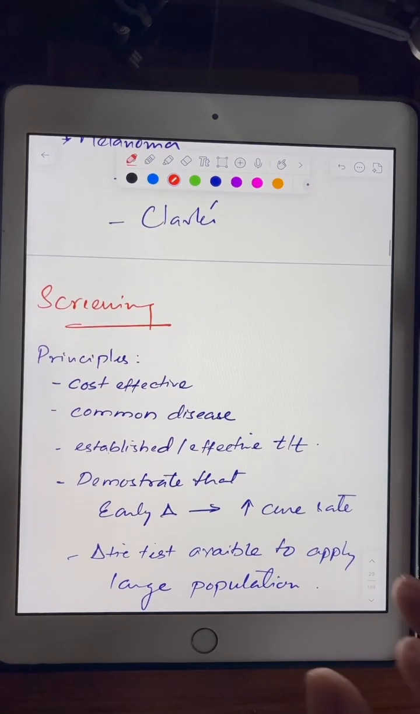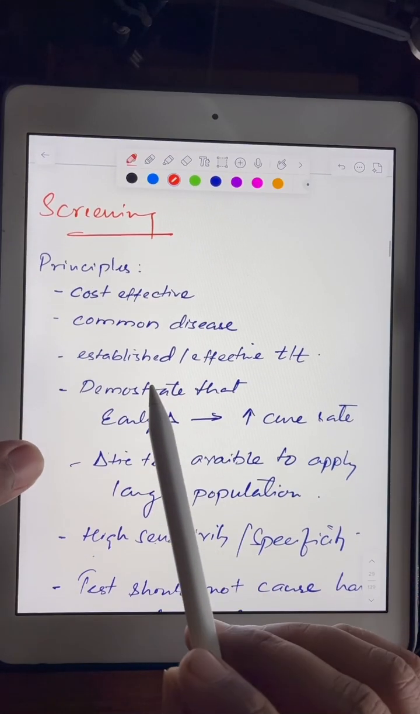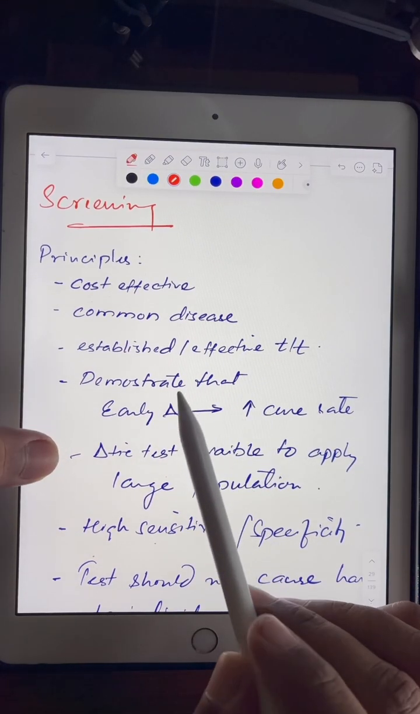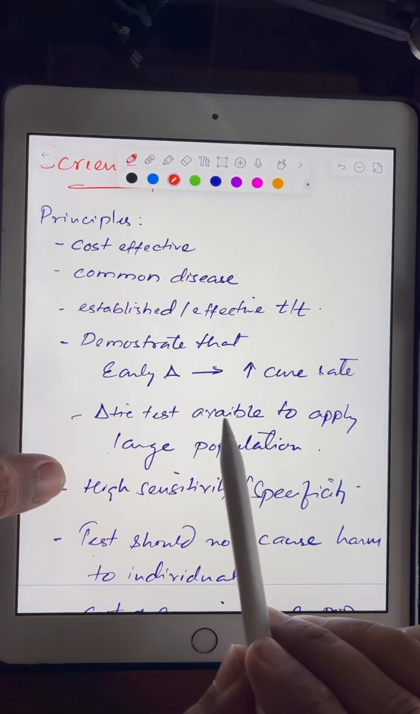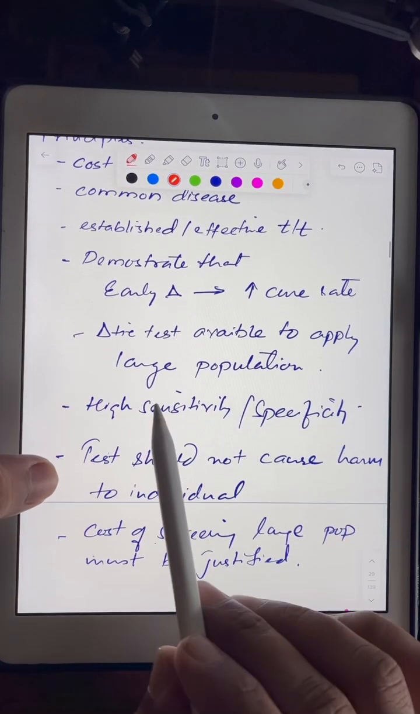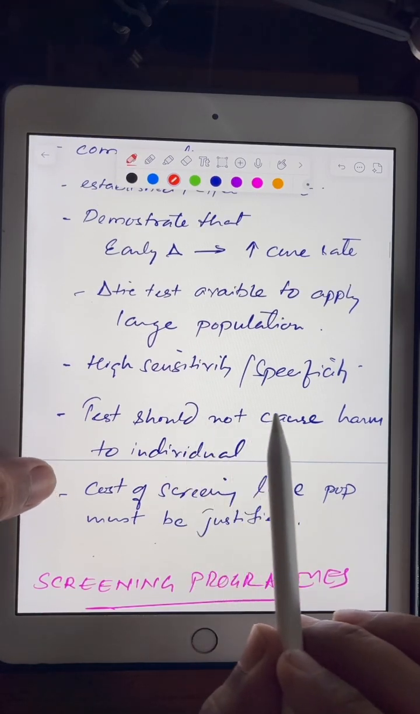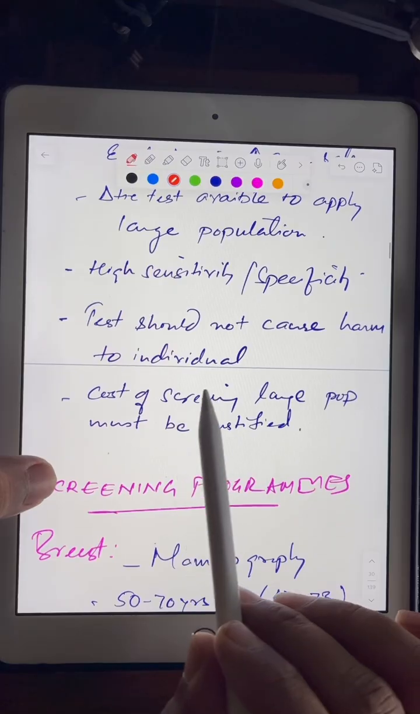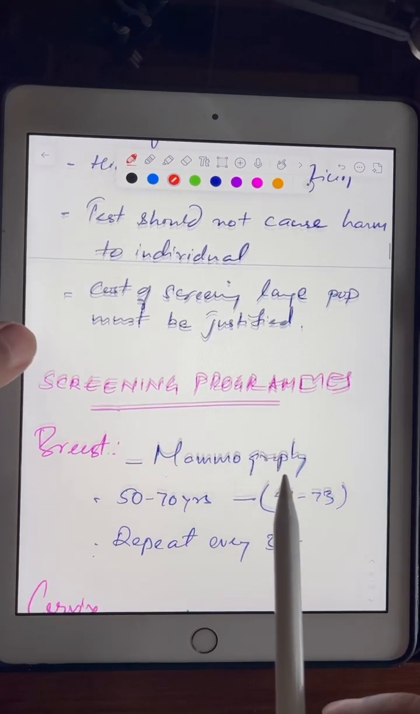How is screening done? The principles of screening: it should be cost effective, a common disease, established and effective treatment has to be there. Demonstrate that early diagnosis increases the cure rate. Diagnostic test available to apply to a large population. High sensitivity and specificity. Test should not cause harm to the individual. Cost of the screening of a large population must be justified.